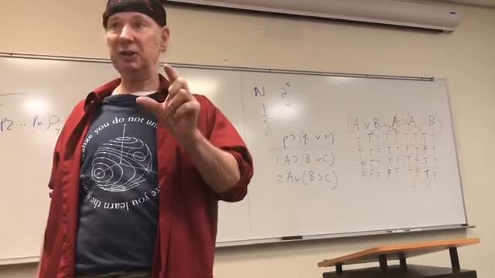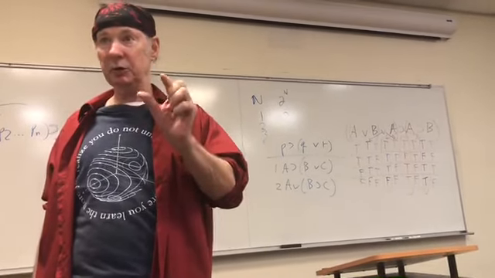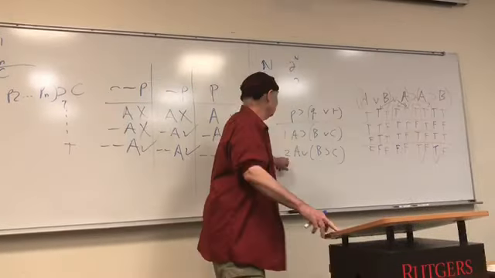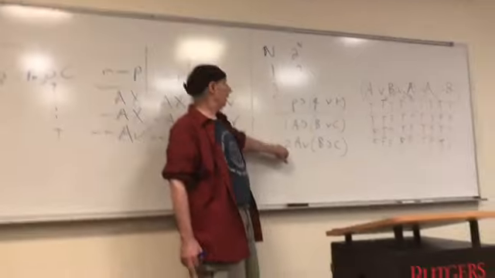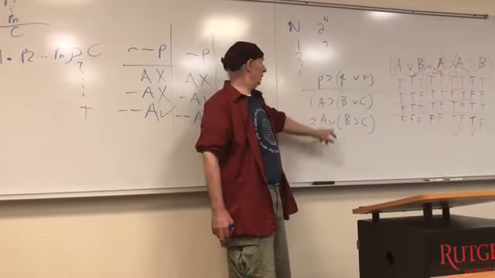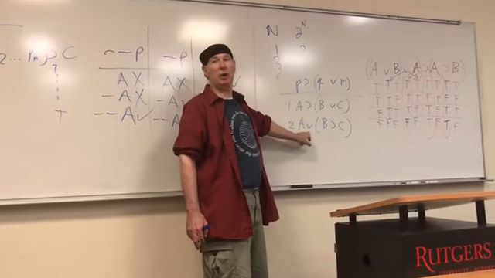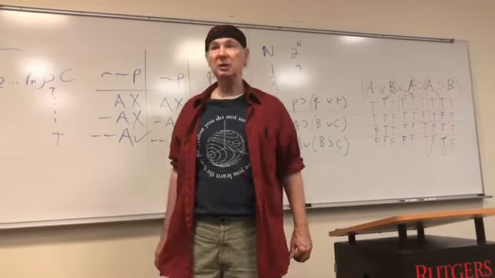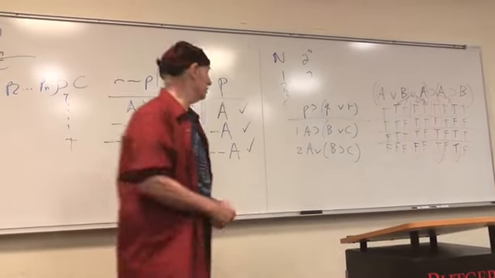If they are not the same, stop, no substitution instance. So in sentence 2, the form has horseshoe, largest scope. Sentence 2 has wedge, largest scope. They are not the same truth function. Stop, no substitution instance.